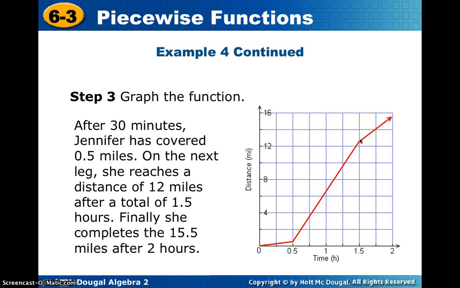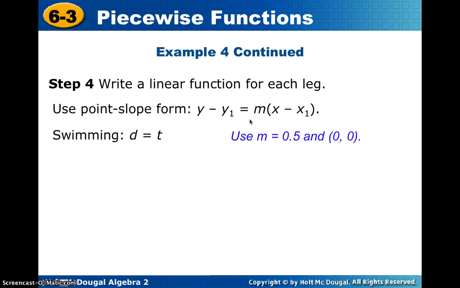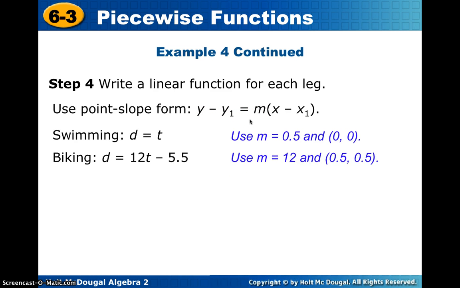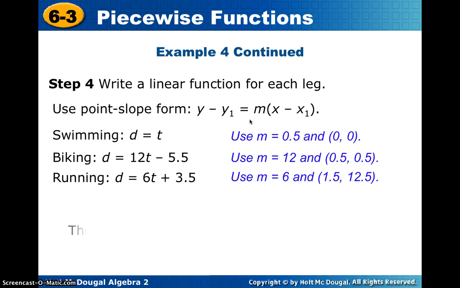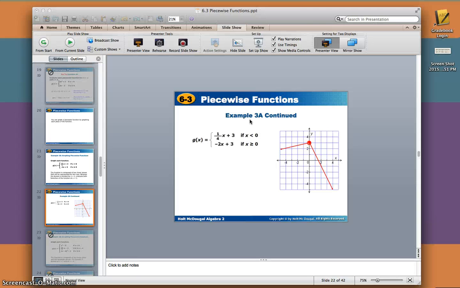Now if we find the equation of each part of these lines, we can write the piecewise function. You can use point-slope form to find the equation of the line, or you can just use y equals mx plus b. We can get the equation for each line, and that gives us the function.